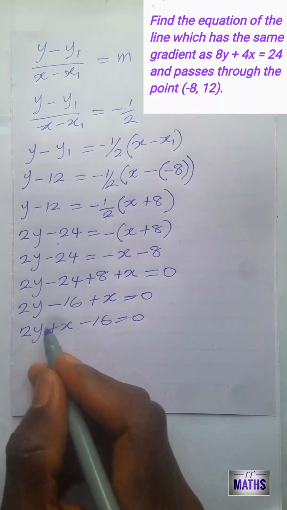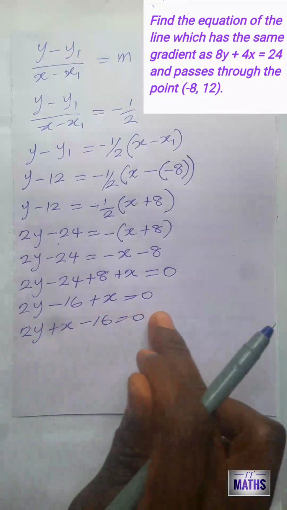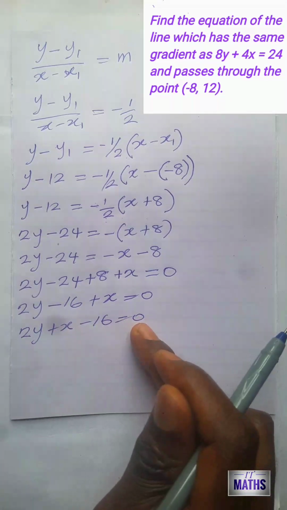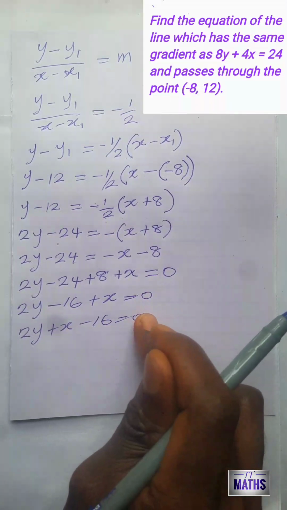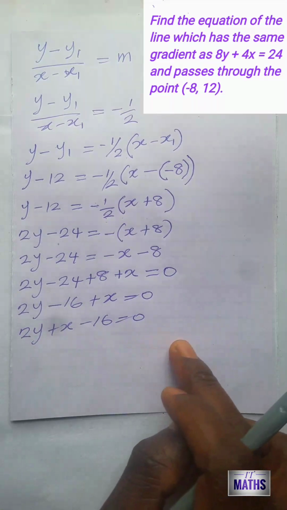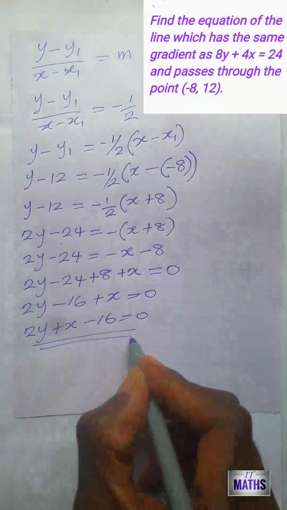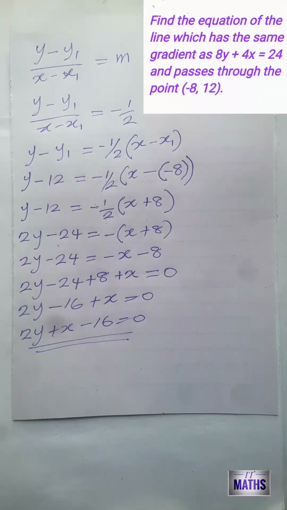Or some people would just make y subject of formula. Anyhow you choose to rearrange this, it does not matter at this point. This is correct, this is correct. If I choose to make y subject of formula and then keep going, it is still correct. Okay, so this is our answer, and that is the equation that passes through points minus 8, 12 and has the same gradient as the equation 8y plus 4x is equals to 24.